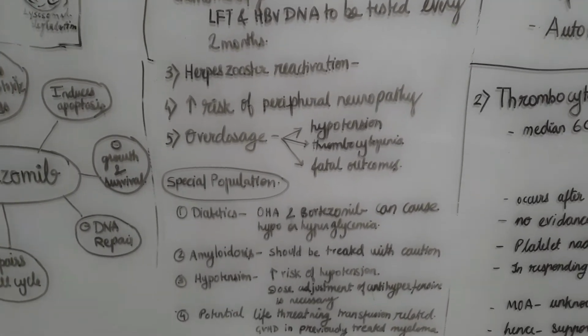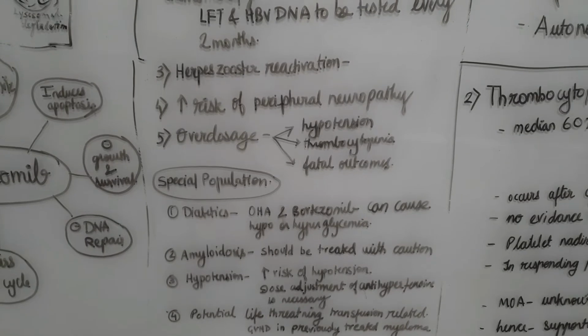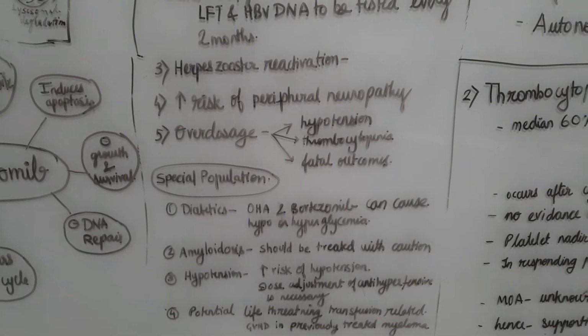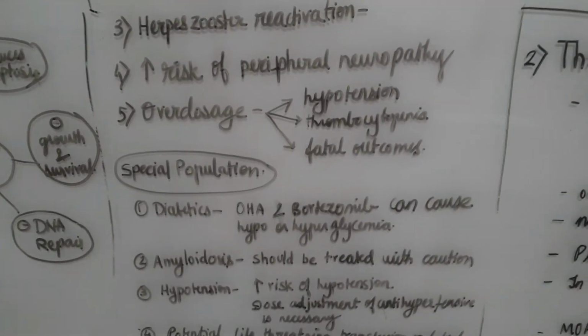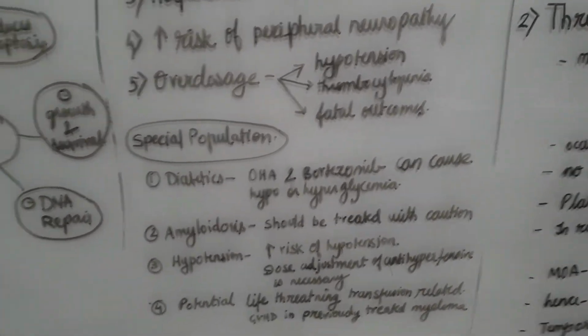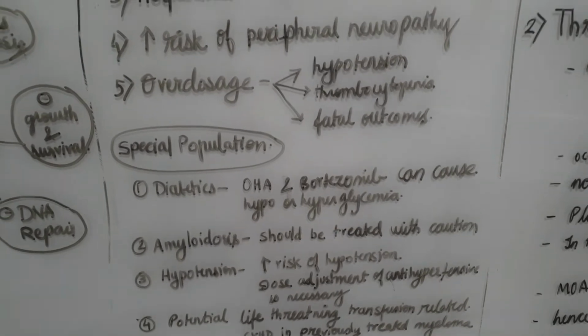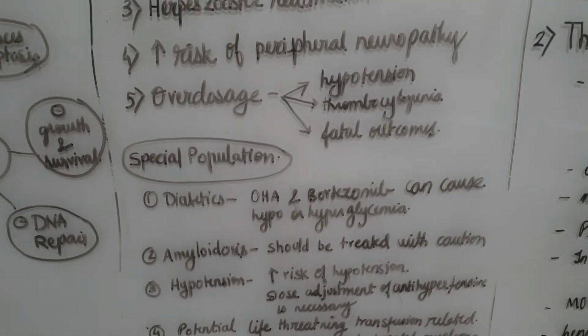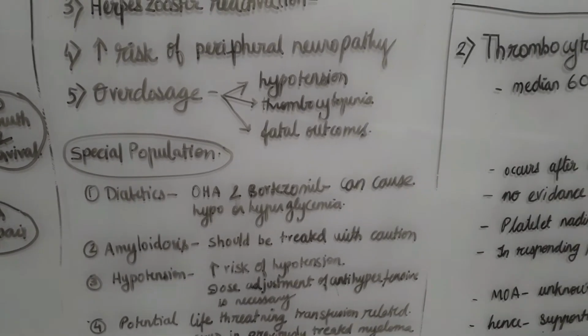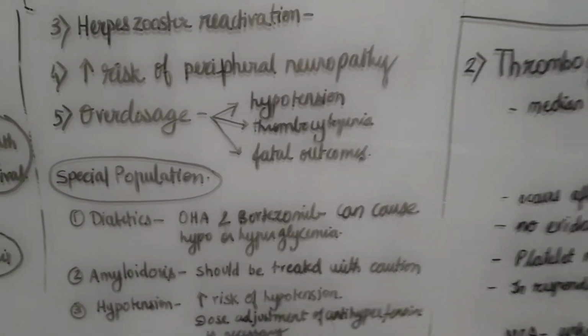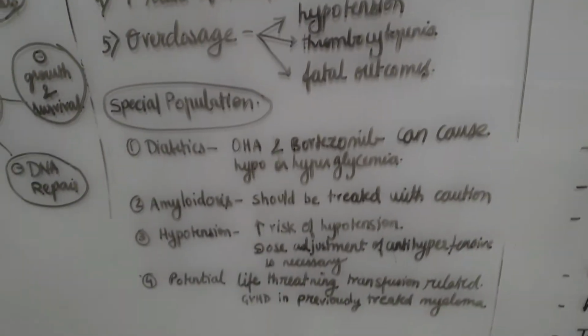It also causes reactivation of herpes zoster, so they should be given a prophylaxis of valacyclovir. It increases the risk of peripheral neuropathy, so it should be used cautiously. Any overdosage, that is a drug which is given 2 times or 3 times its normal value, can lead to hypotension, thrombocytopenia, and it can also lead to fatal outcomes.